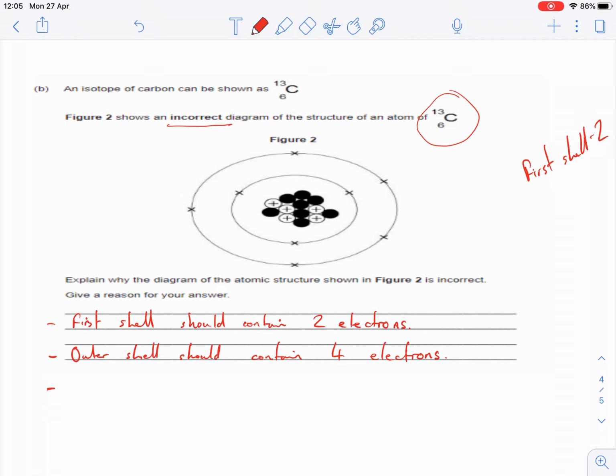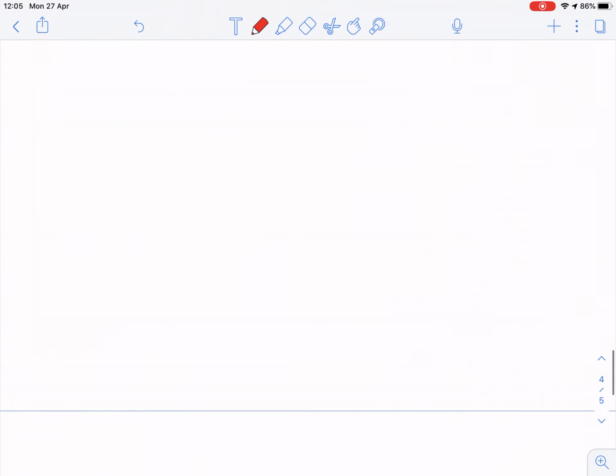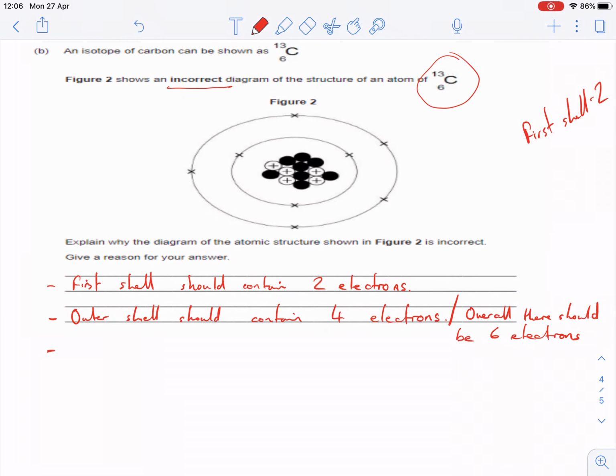Or what you could have said as a different one, which makes the same point, is that overall there should be 6 electrons, and there aren't. If you look at the diagram, you've got 3 in the middle, 5 around the outside. That's 8 electrons, which is incorrect for our atomic number that we can see here.